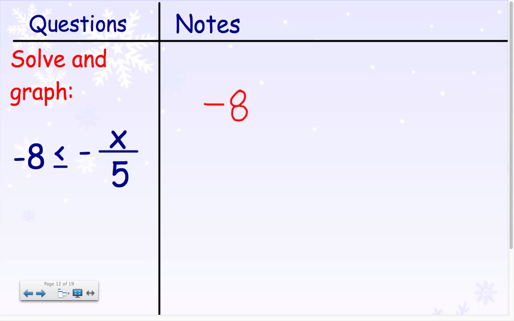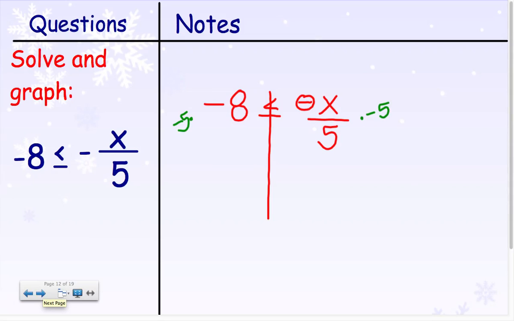Negative 8 is less than or equal to negative x over 5. Now that negative sign, I would assign to the 5. Really, it means that that whole fraction is negative. So I think the easiest thing is attaching it not with the x, but with the 5, and timesing both sides by a negative 5. My 5's cancel, bring down the x. Since I multiplied by a negative, I have to flip my sign. Negative 8 times a negative 5 is a positive 40.